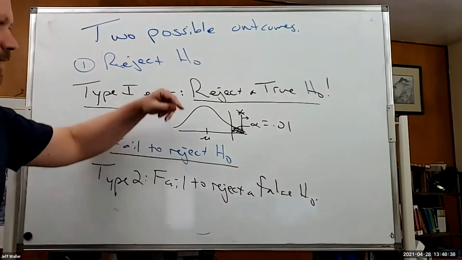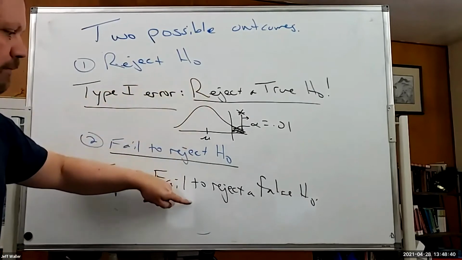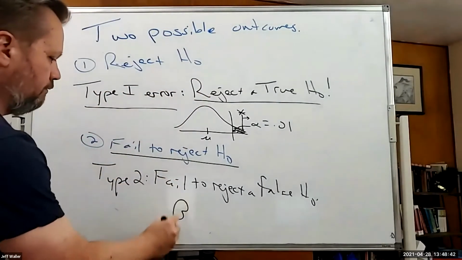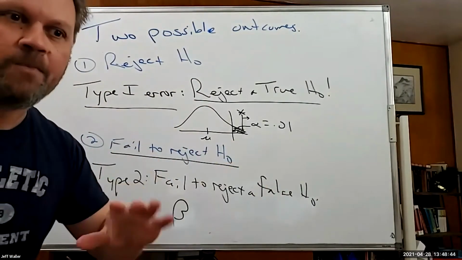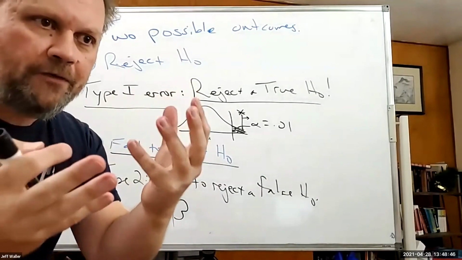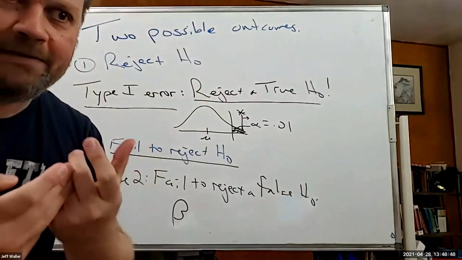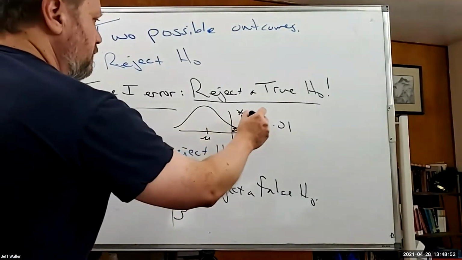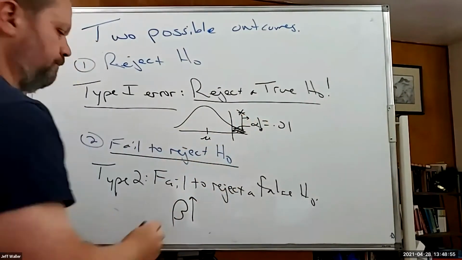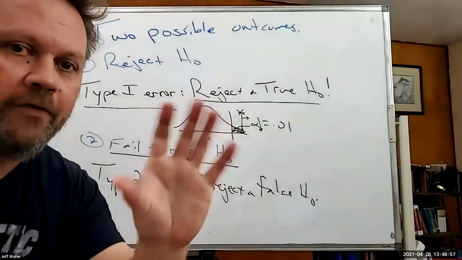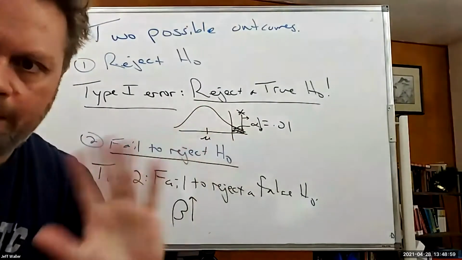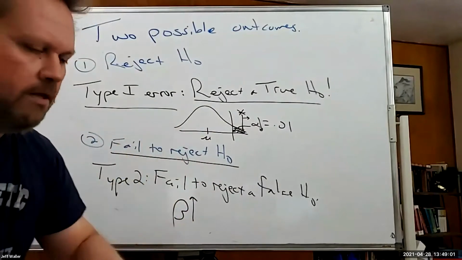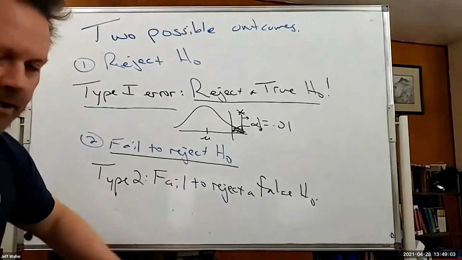It's not quite as clean as this. There is a probability of this, and it's called beta, which should kind of make sense, alpha, beta. It is a little more difficult to calculate. But it kind of makes sense: if alpha goes down, beta goes up. But they're not perfectly opposite. You guys don't even worry about that.